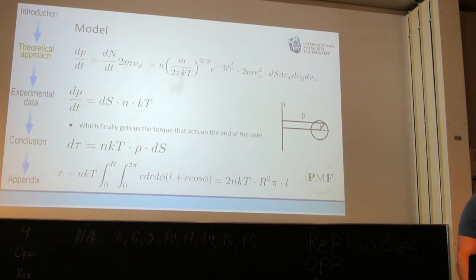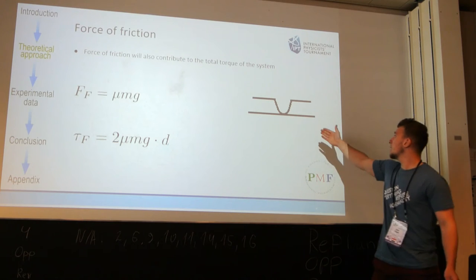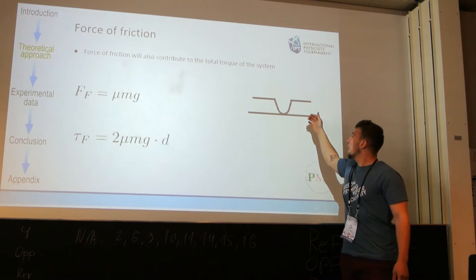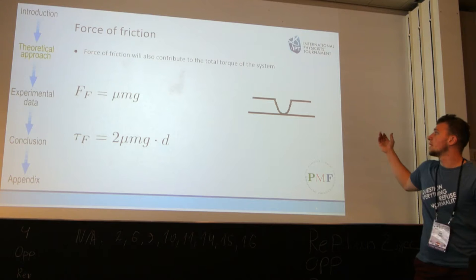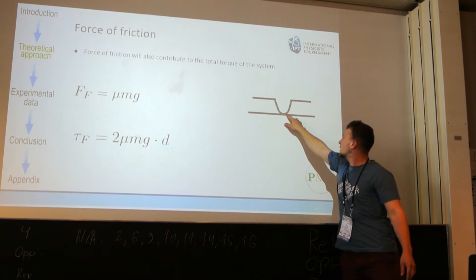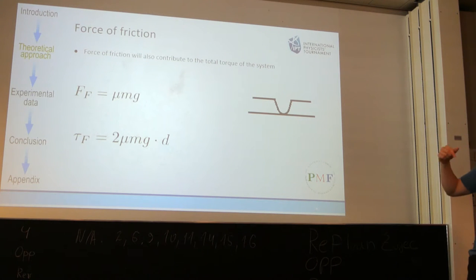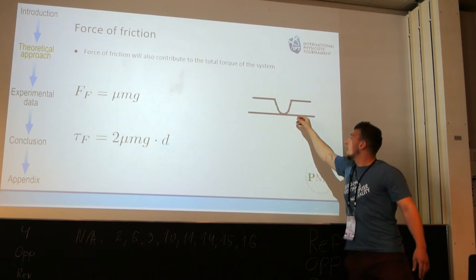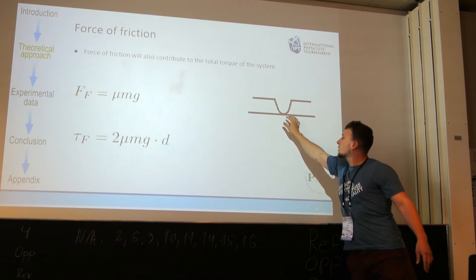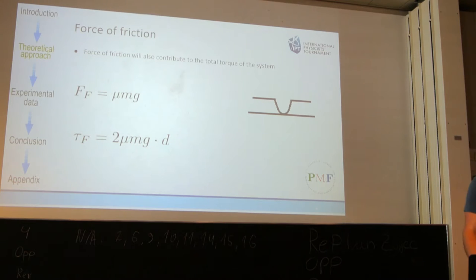But also there are other torques in this problem. First is the torque that is present because of friction on the surface. So here is the picture, and it's mg, and d is the distance that is f. Of course, a wire cannot be on a surface in one point, so we have some distance, and d is this distance, and we have twice of that, so that's a factor of two.